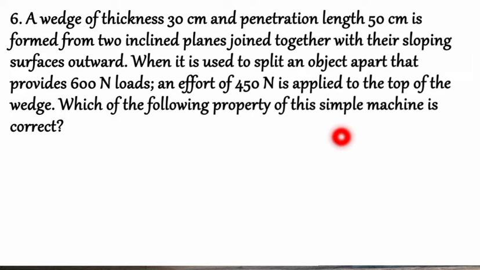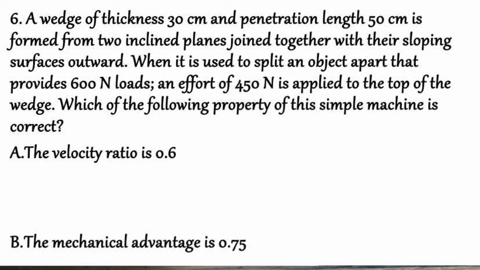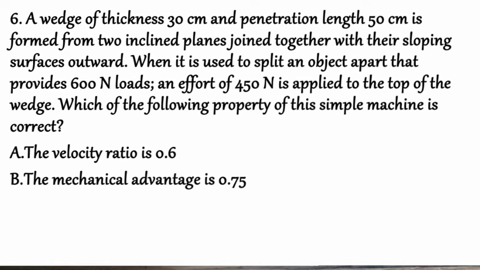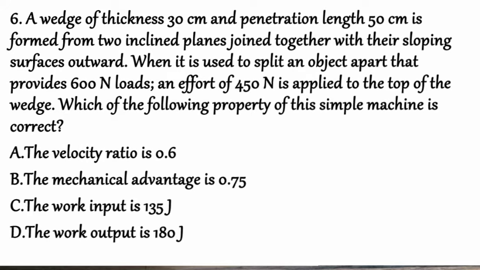Which of the following property of this simple machine is correct? A, the velocity ratio is 0.6. B, the mechanical advantage is 0.75. C, the work input is 135 joule. D, the work output is 180 joule.